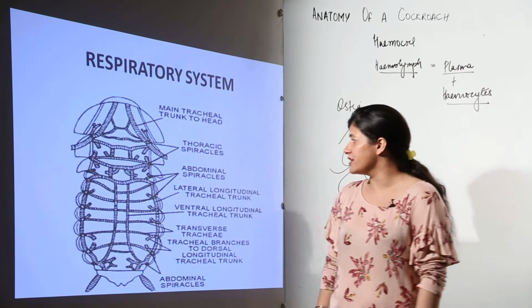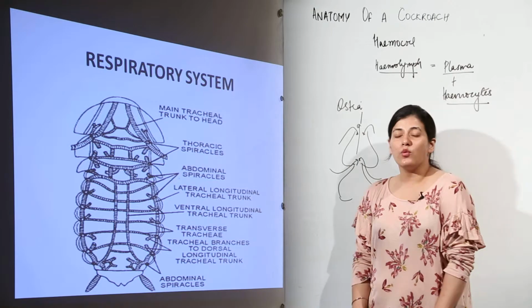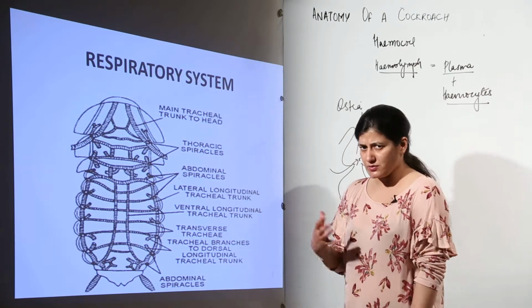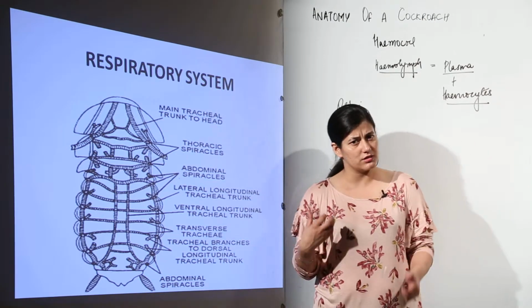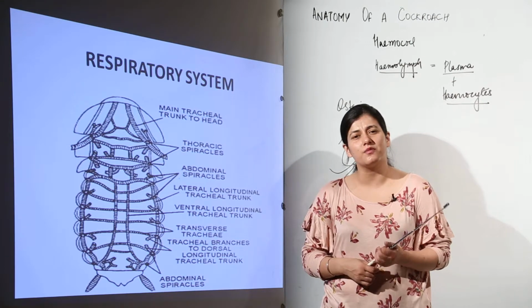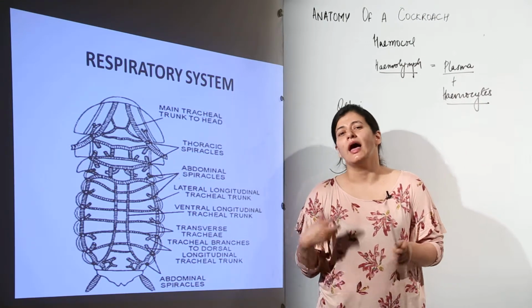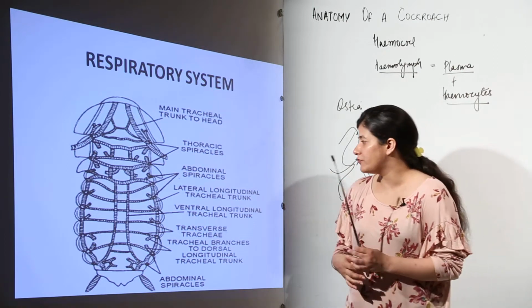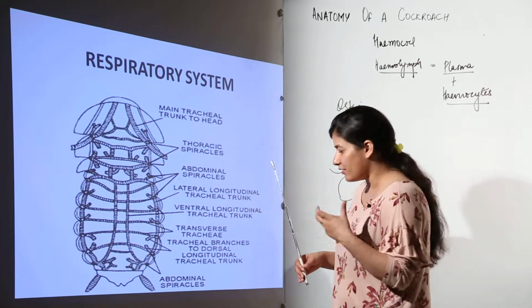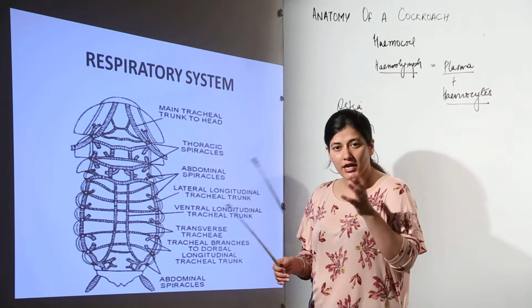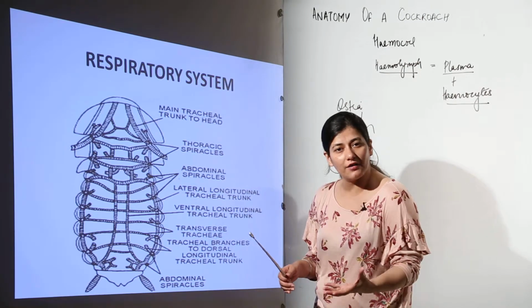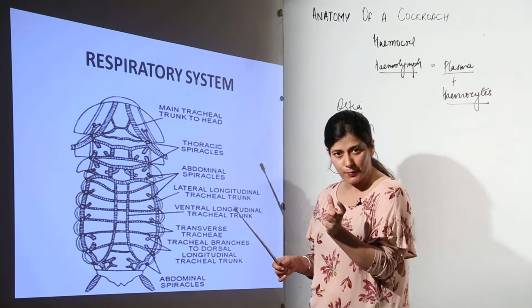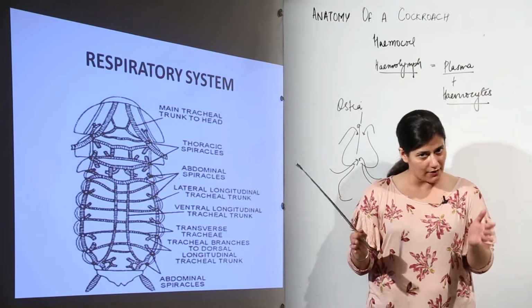Next we have the respiratory system. What is there in the respiratory system? It is very simple. The respiratory system is so simple that all you have to remember is that there is trachea and there are spiracles, and there is a tracheal trunk for the supply of oxygen, that is air, which is inhaled by the cockroach. Every segment again has its own pair of spiracles. Both sides are going to have the spiracles.